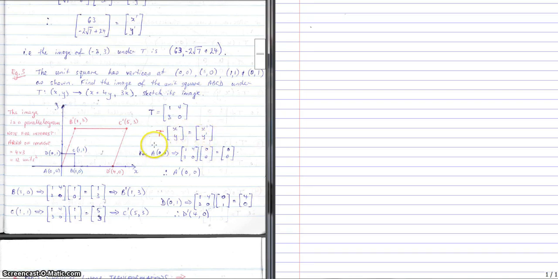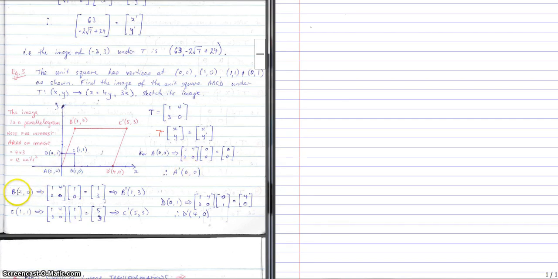So for our point A, we multiply our transformation matrix T by our original point, but of course when we're multiplying by 0 it becomes unchanged. So the image point remains as 0, 0. So the image A prime is 0, 0.